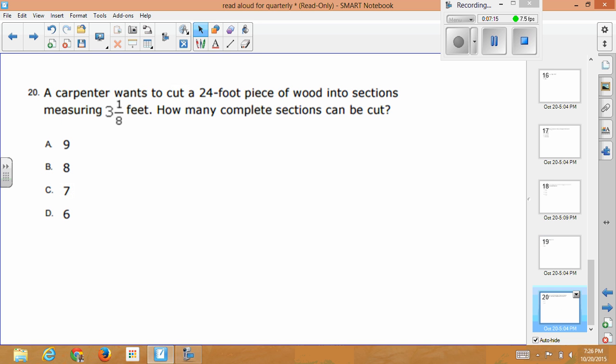A carpenter wants to cut a 24-foot piece of wood into sections measuring 3 1/8 feet. How many complete sections can he cut? A, 9, B, 8, C, 7, D, 6.